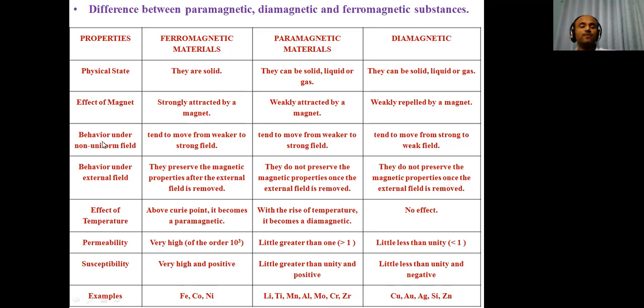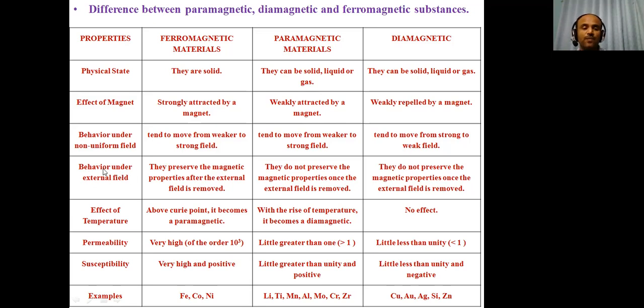Third point of difference is behavior under non-uniform field. In presence of non-uniform field, ferromagnetic substances tend to move from weaker to the stronger field, while paramagnetic substances tend to move from weaker to stronger field, and diamagnetic substances move from stronger to weaker field.